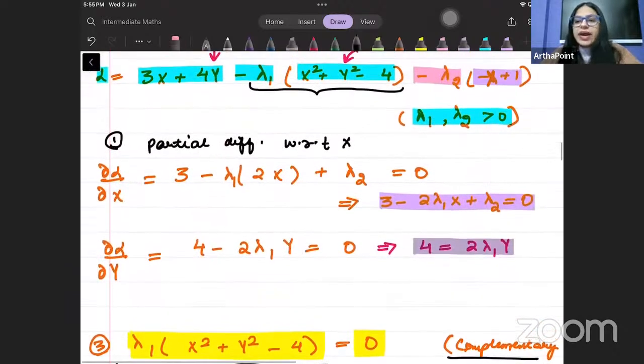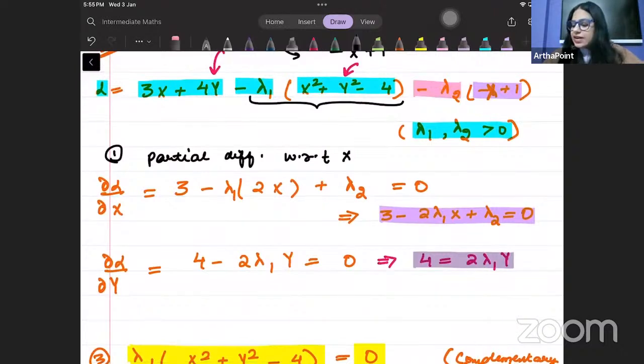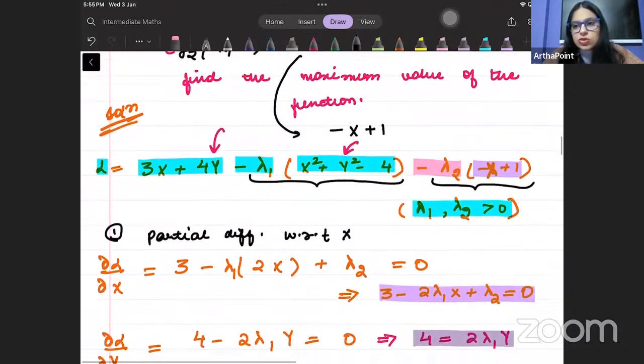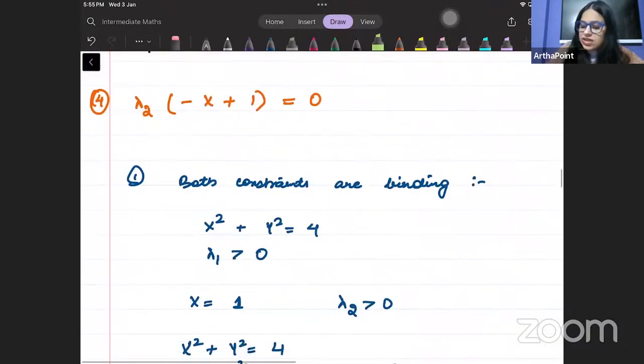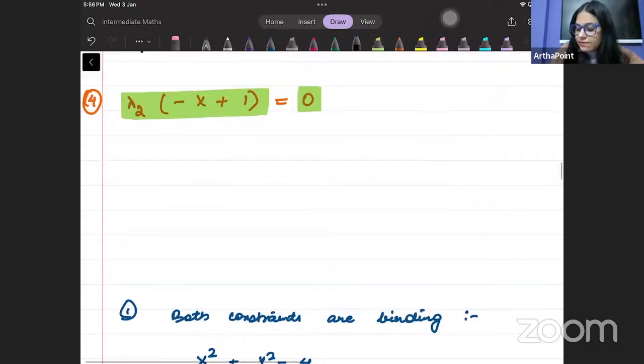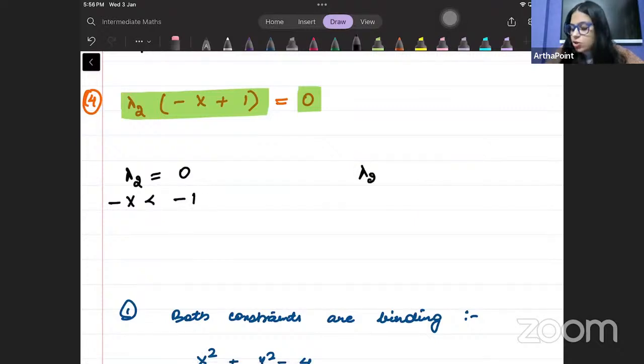Similarly, you will write the next condition of complementary slackness, in which this product is also equal to 0. So lambda 2 into (minus x plus 1) should also be equal to 0. Again, this complementary slackness means the same condition, beta: when lambda 2 is 0, then minus x will be less than minus 1. And when lambda 2 is positive, then this constraint will be met with equality.